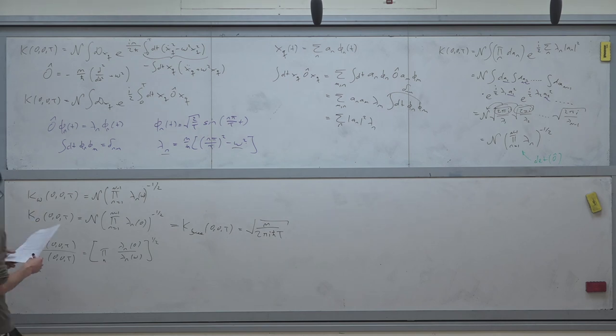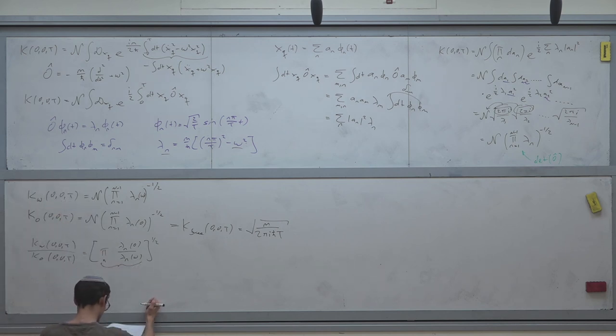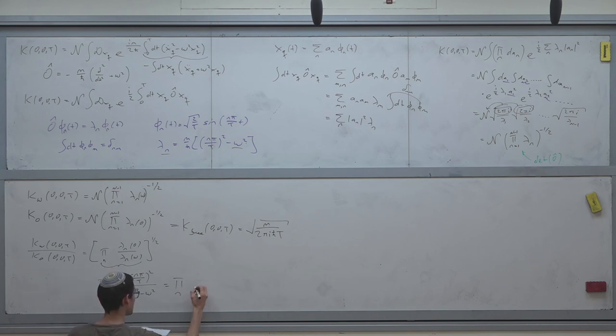And this product is equal to, so let's leave this square root outside. It's the product, so lambda n with omega equals 0 is (n pi over t) squared divided by (n pi over t) squared minus omega squared. In other words, this is, sorry, it's multiplied. This is pi n, 1 minus (omega t over n pi) squared.